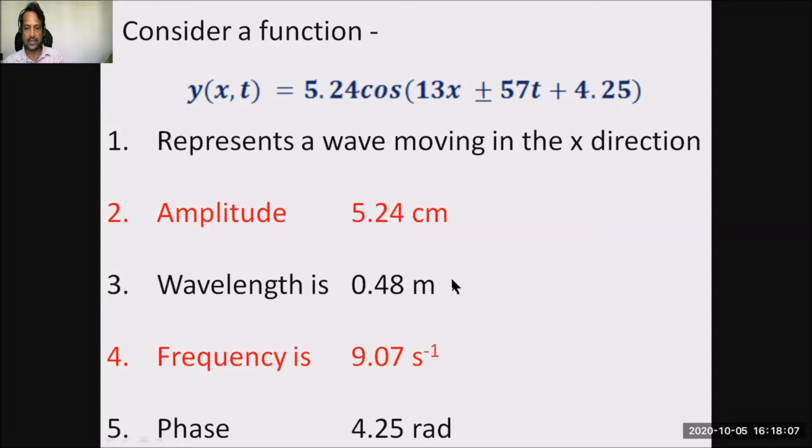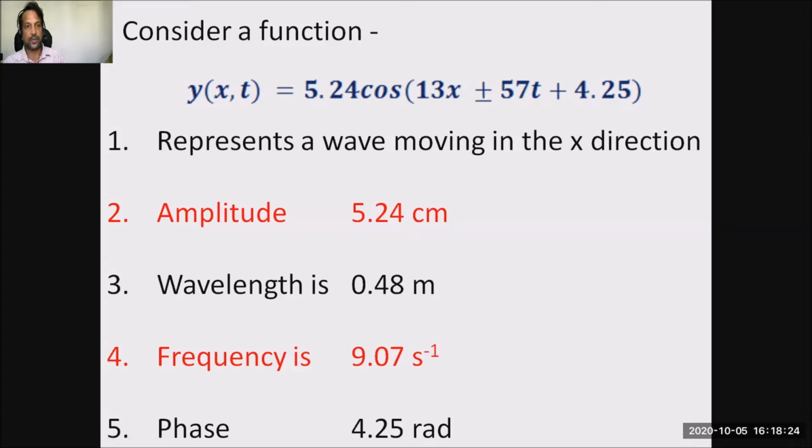Frequency is 9.07 per second because this is 2 pi by T. So 2 pi by capital T is 57. Hence frequency 1 by T is 9.07 per second. And this is the initial phase, 4.25 radians.